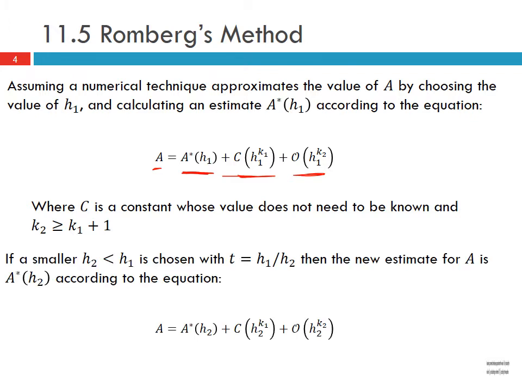Now if we take another estimate for A using a smaller h, so h2 is less than h1, and where the ratio of h1 over h2 is equal to t, then the new estimate for A is A star as a function of h2 according to the equation here. So again, we have A is equal to the estimate A star of h2 plus this error term, which is a constant times h to the power K1 plus order h to the power K2.